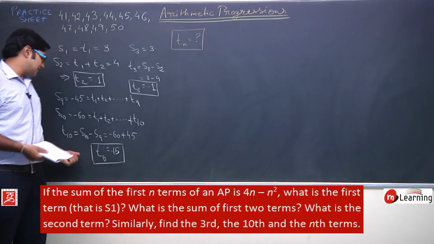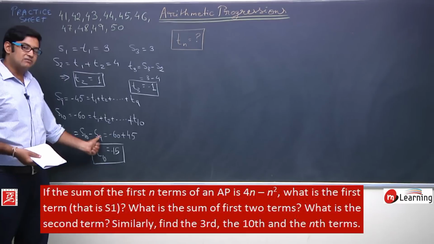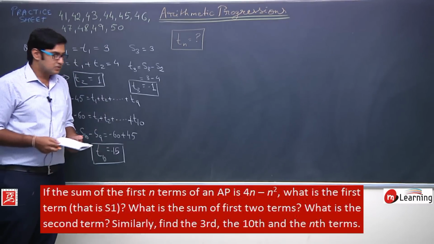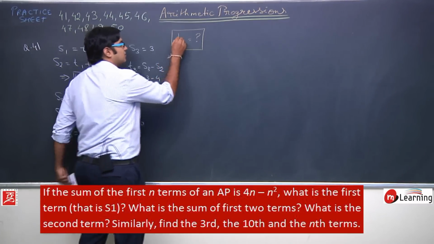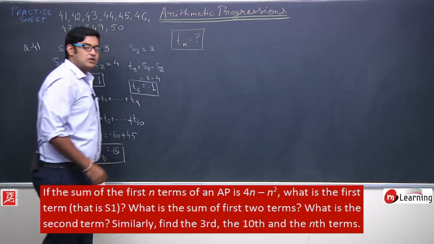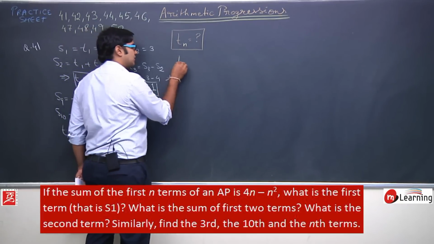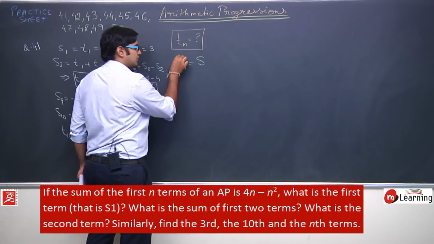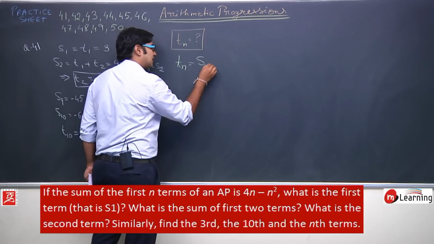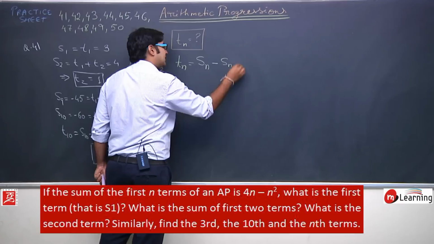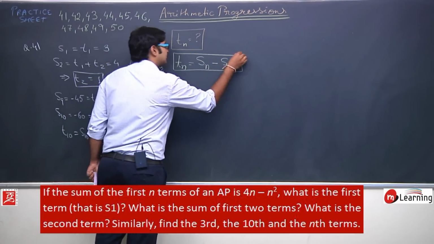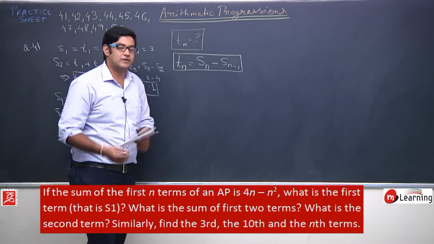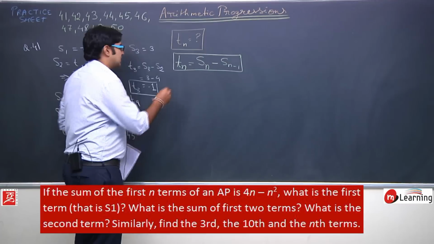So what we have seen is that T10 is the sum of 10 terms minus the sum of 9 terms, that is, 1 less than 10. So to calculate Tn, the nth term will be equal to the sum of n terms minus the sum of n minus 1 terms. This is the approach that we are going to use. What is the sum of n terms?